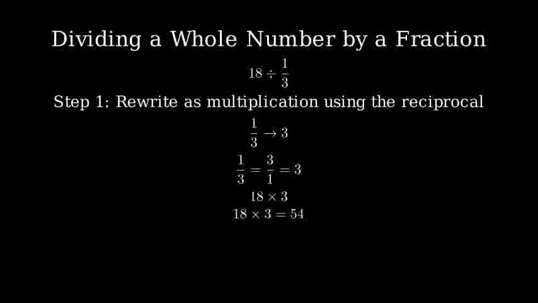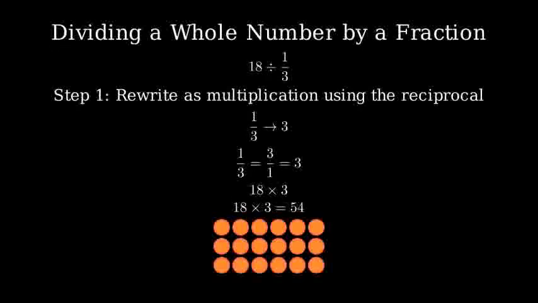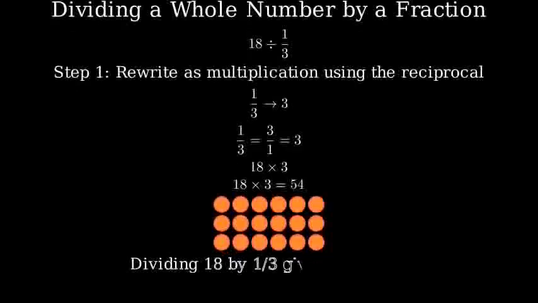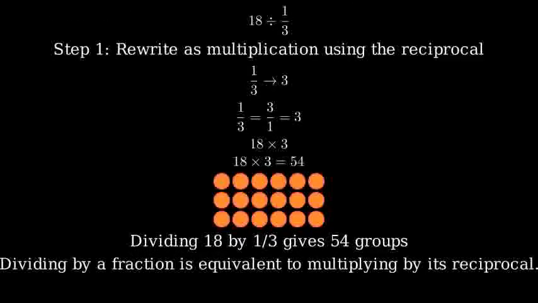Let's visualize this using a different approach. Imagine you have 18 oranges, and you want to put them into groups, each containing 1/3 of an orange. Note that every whole orange would make 3 groups of 1/3 orange. This visualization reinforces the idea that dividing a number by a fraction involves finding out how many fraction size groups are in the whole number.